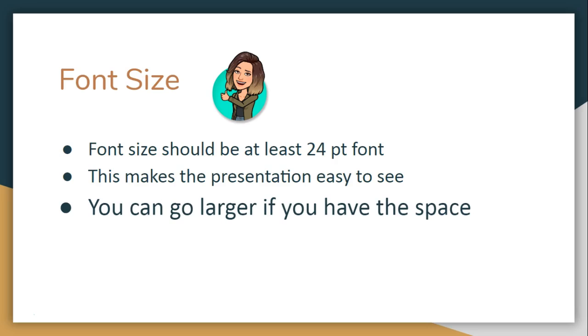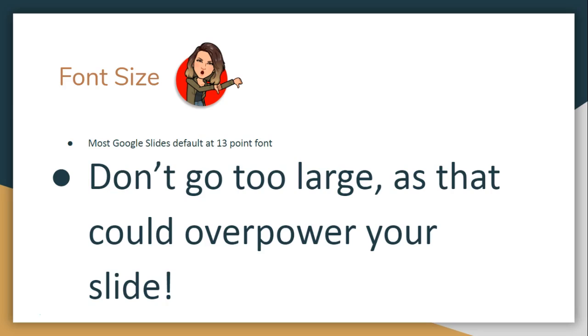The first thing that I want to talk about is your font size. Your font size should be at least 24-point font. This makes your presentation easy to see, though you can go larger if you have the space. Beware though, don't go too large because that can overpower your slide and make it distracting. Most Google Slides themes default to a 13-point font, and I believe Microsoft PowerPoint is around the 18-point font range. So be aware that you will manually need to adjust those sizes as needed throughout your presentation creation process.